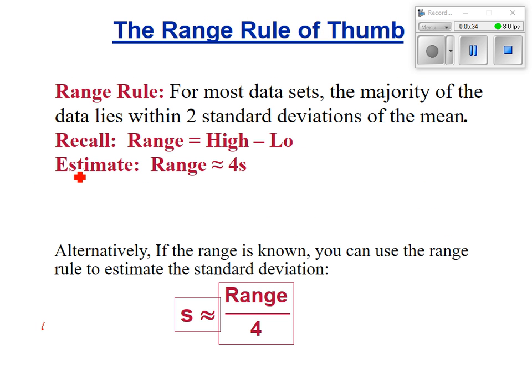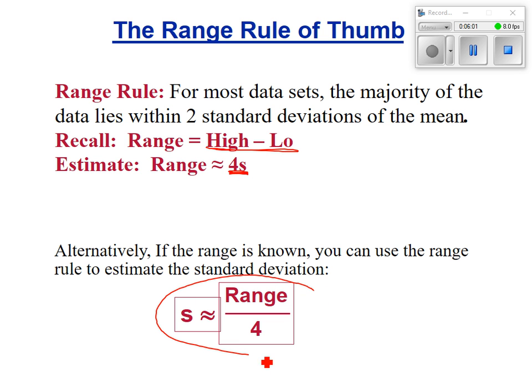All right, the range rule. Remember, range is just high minus low. To give an estimate of the range, you could do 4 times the standard deviation. So if you know the standard deviation, you just take 4 times that, and that would tell you the range of the data, even if you don't know the whole set of data, even if you don't know the highest and lowest, you could get some idea how far out they go.